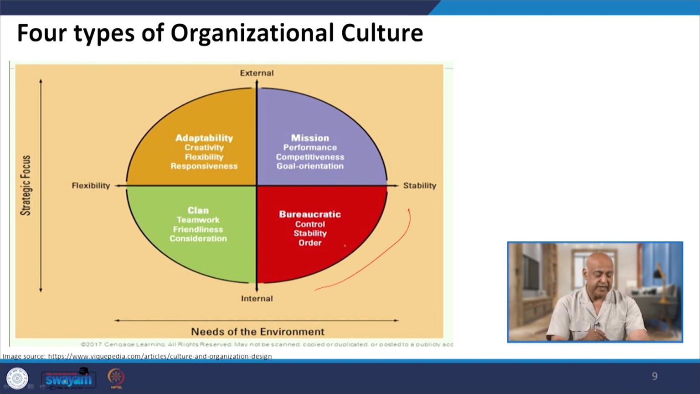Whenever the strategic focus is on flexibility and the external environment, then there will be more of an adaptability culture. This gives you more creativity, flexibility and responsiveness. Now the mission culture is about performance, competitiveness and goal orientation, and the clan culture is about teamwork, friendliness and consideration, which is internal and flexible.